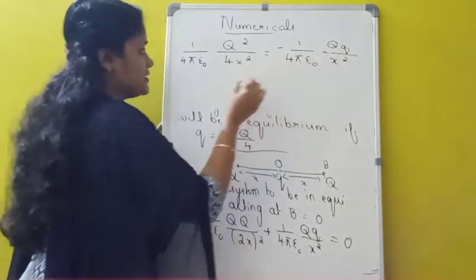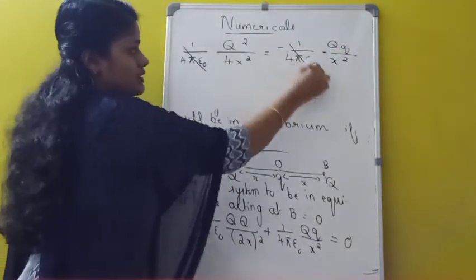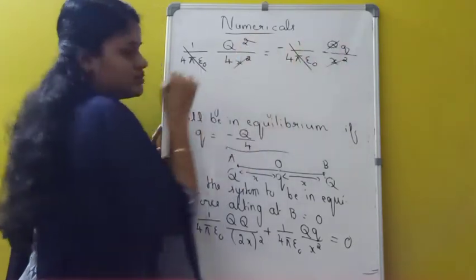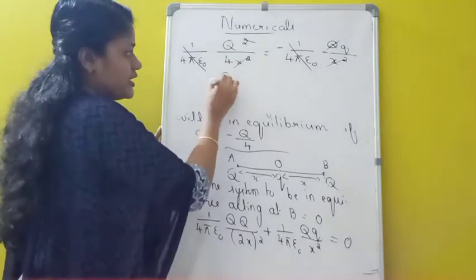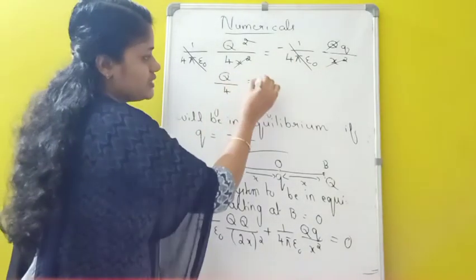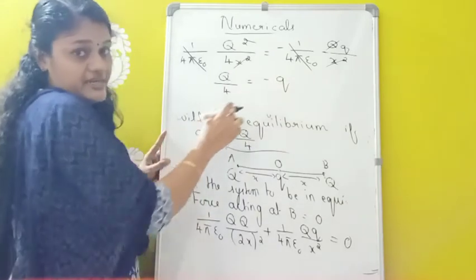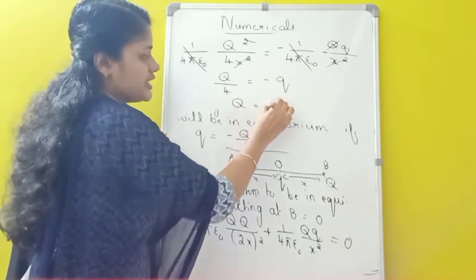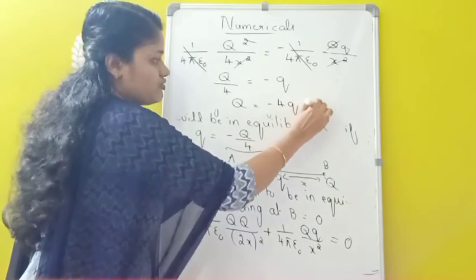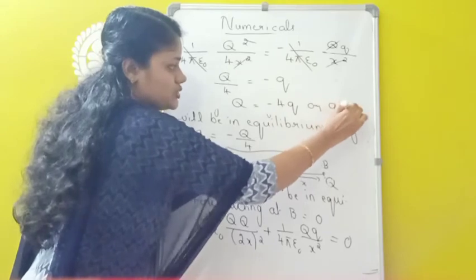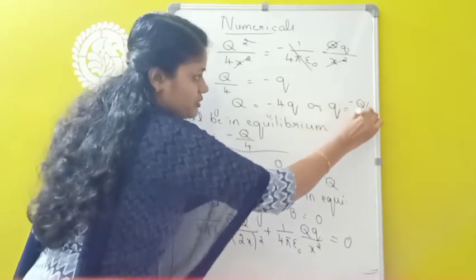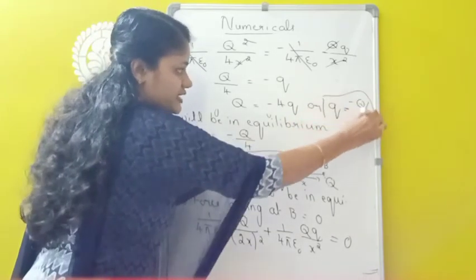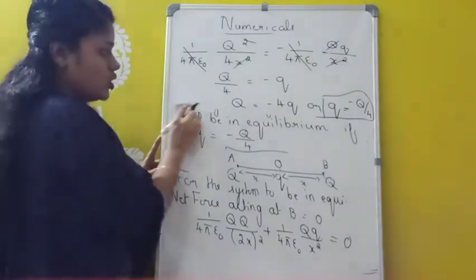Equal terms we can cancel: 1 by 4 pi epsilon 0, x square, and one q and one q cancelled. So remaining we have q by 4 equals minus Q. And we need to find small q only, so I cross multiply here. So q equals minus Q by 4. Small q equals minus capital Q by 4. This only we have to find out. So when this charge small q equals minus Q by 4, at that time all the 3 charges will be in equilibrium.